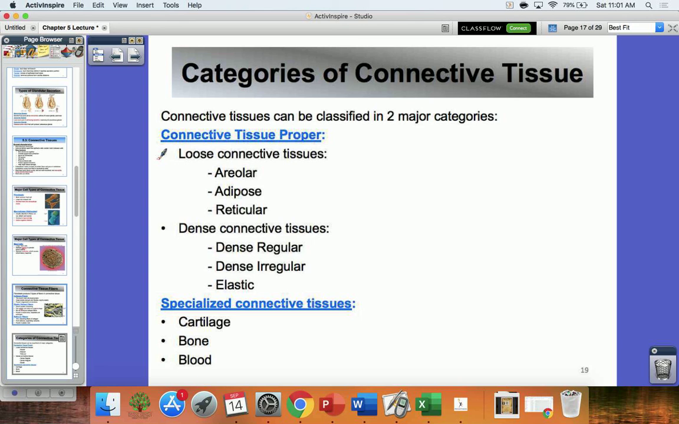And then we have some specialized connective tissues. These are the ones that people may not even realize are considered tissues, like blood. No one really thinks of blood as being a tissue, but remember what a tissue is. It is a group of cells. And blood has tons of cells that help to make it up. So that is why blood is considered to be a tissue.